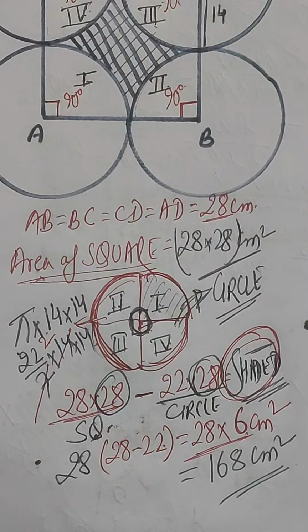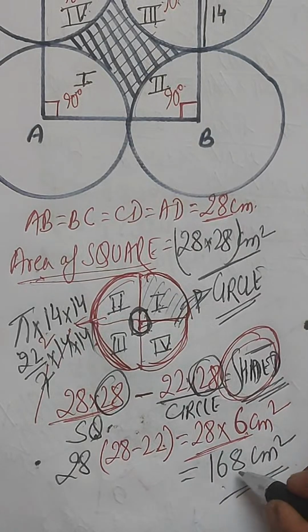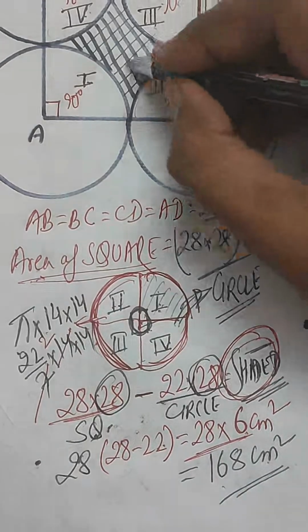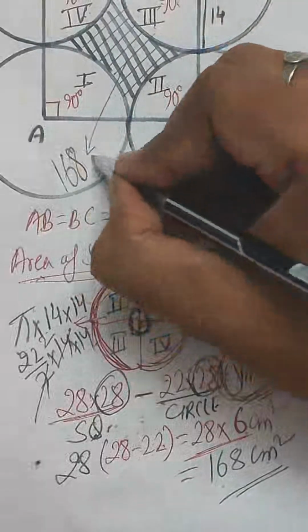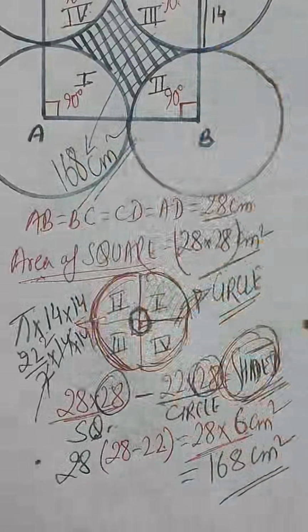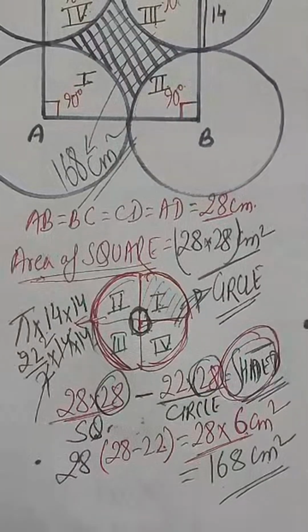So Shiny, you can put up your values, 28 square minus 616, that will also come to that. You can match your answer, right? So in this way we find the area of this shaded region, and that is 168 centimeter square. We solved this question, right?